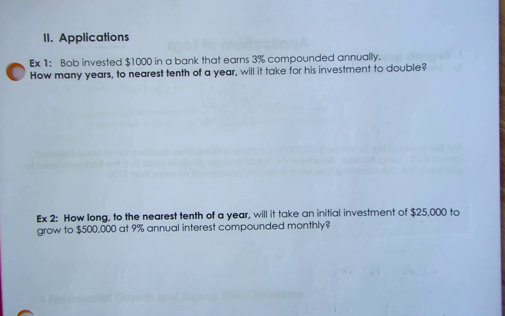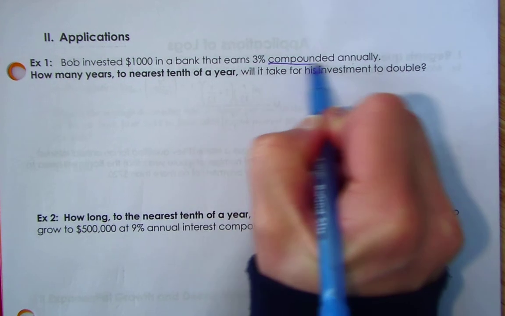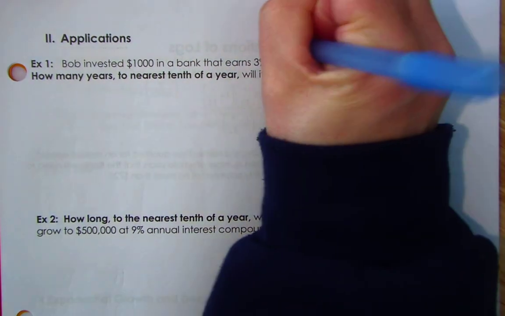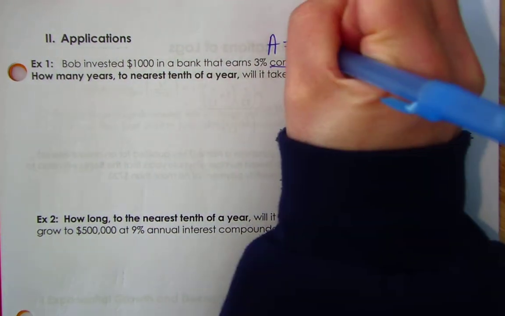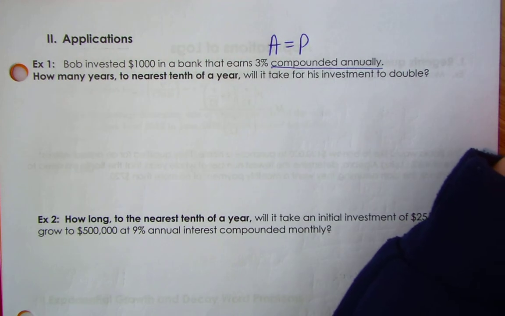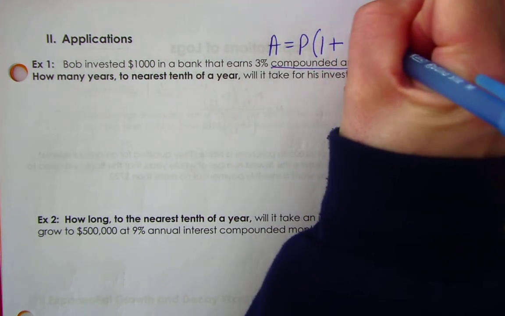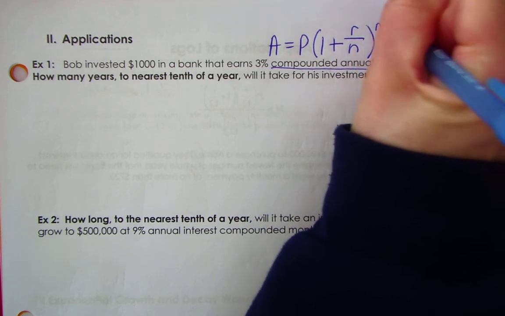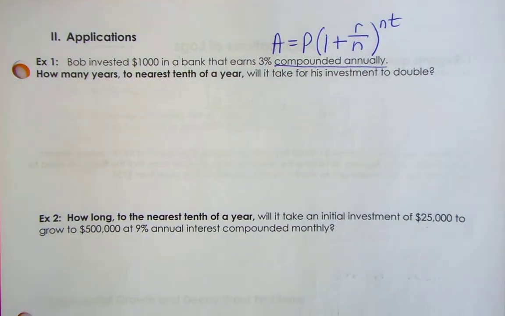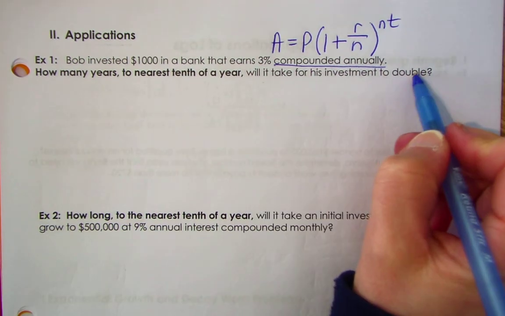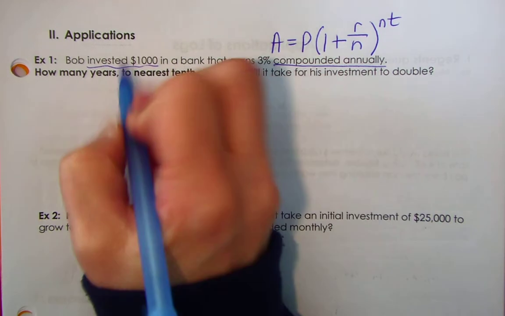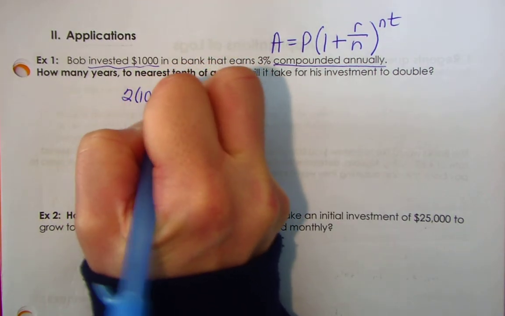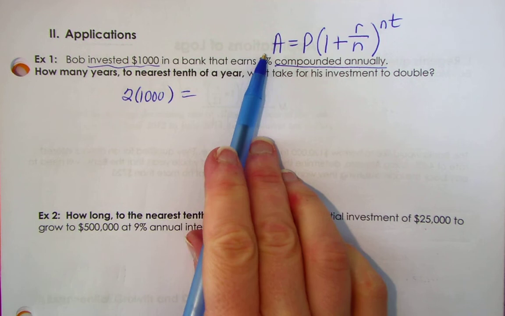All right, applications. The first one says, Bob invested $1,000 in a bank that earns 3% compounded annually. So that means we're going to use that compound interest equation from the exponential functions unit: A equals P times 1 plus r over n, to the nt. How many years to the nearest tenth will it take for his investment to double? Well, his investment is $1,000. If I want that to double, that would be 2 times 1,000. So I want my final answer to be that.